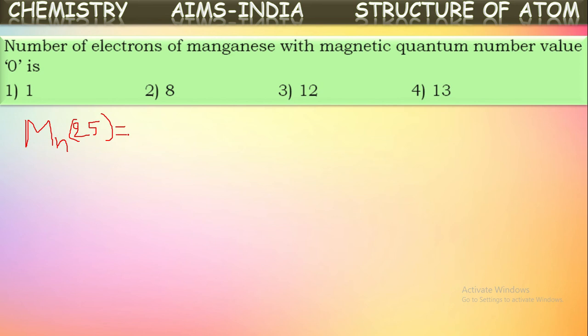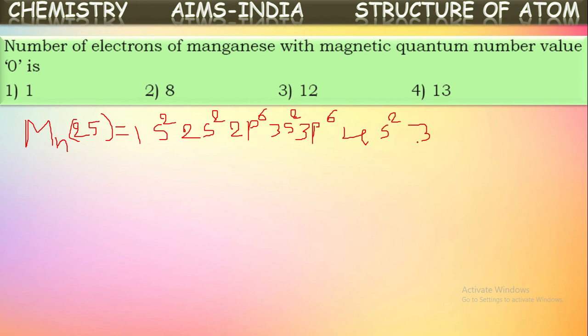So if you write the configuration for this, we get 1s2, 2s2, 2p6, next 3s2, 3p6, 4s2, how many does that come to? 20. Then 3d5. So this is the configuration of manganese.